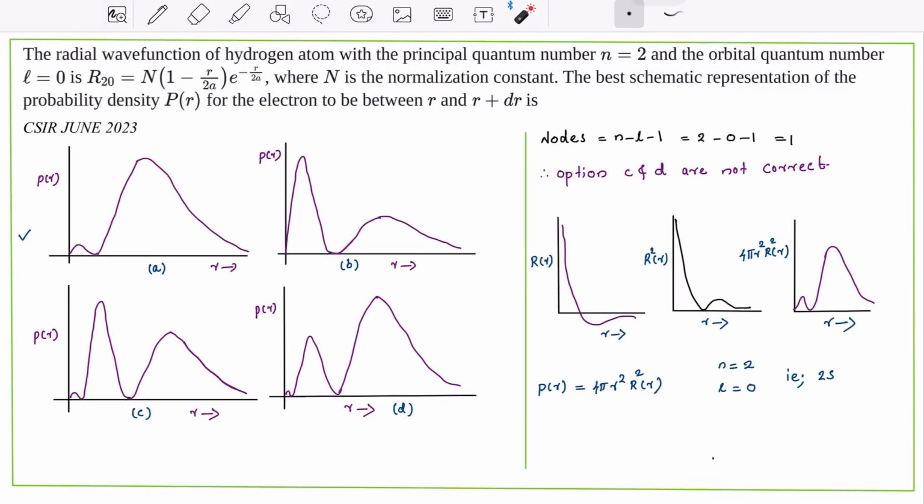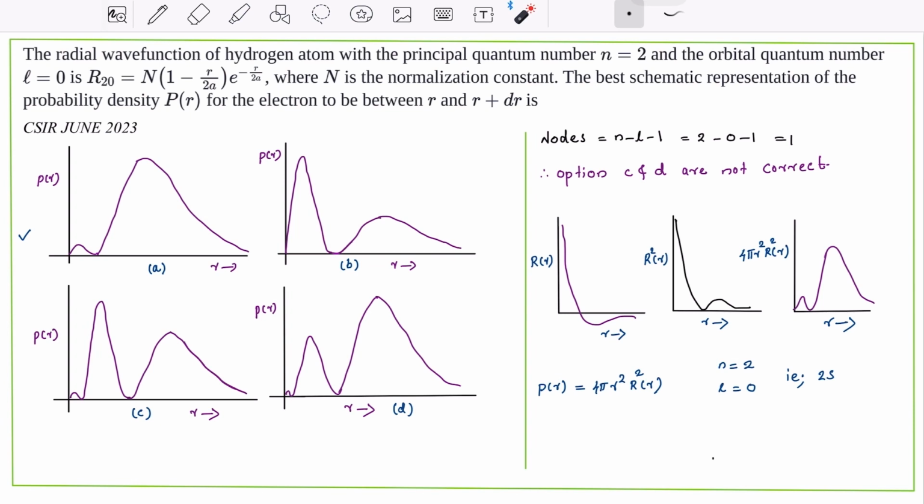Problem 152, Quantum Mechanics. The question is: the radial wave function of hydrogen atom with the principal quantum number n equal to 2 and the orbital quantum number L equal to 0 is R20 is equal to N(1 minus r by 2a) e raised to minus r by 2a, where N is the normalization constant. The best schematic representation of the probability density P of r for the electron to be between r and r plus dr is.